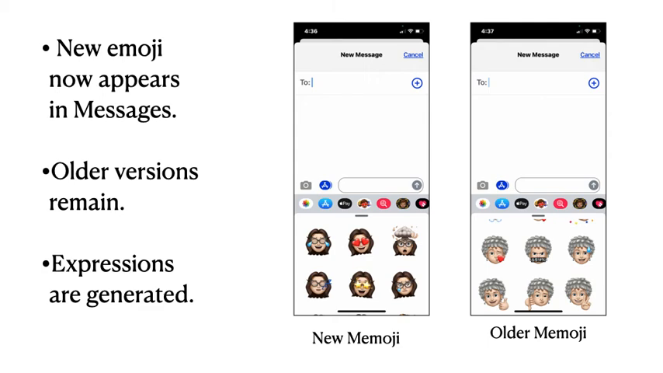Now, the expressions are automatically generated. Whether you're blowing your top, you're laughing, you're crying, you're sending someone hearts, or you really are not happy about something with a thumbs down or kind of a glare.